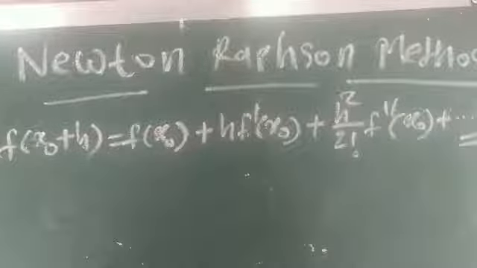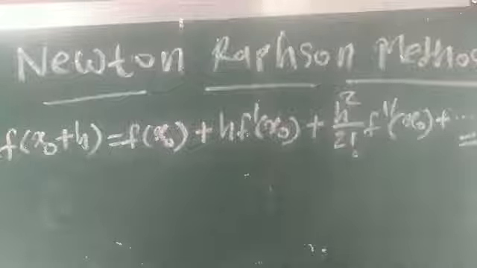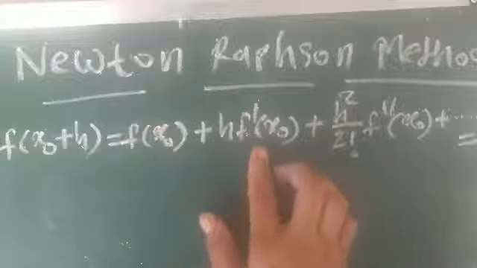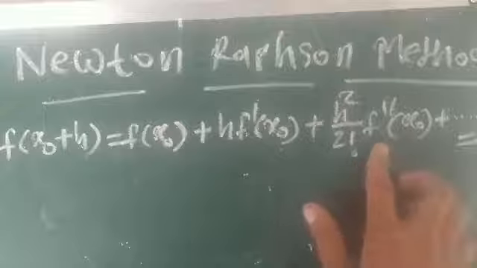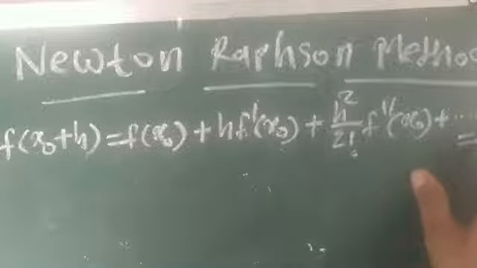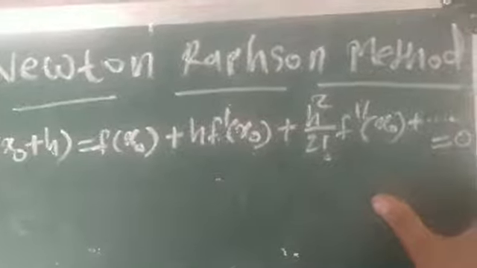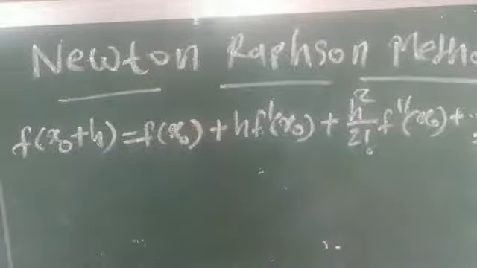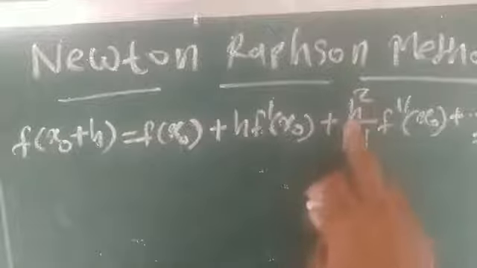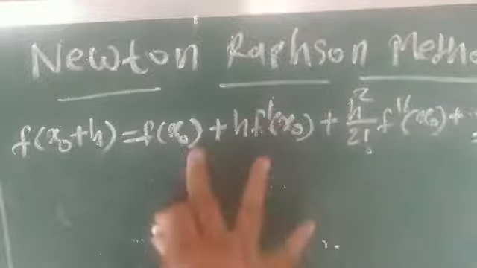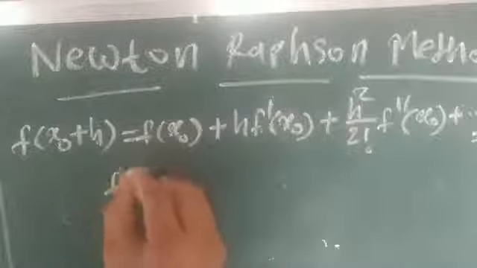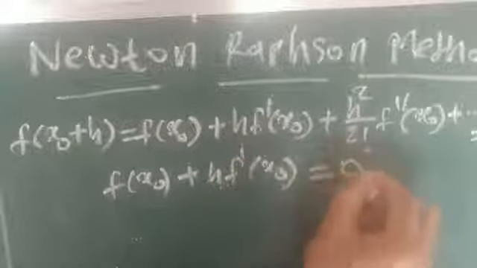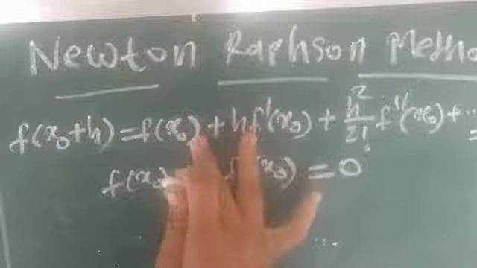This method is derived from the Taylor series. We know the Taylor series: f(x0 + h) = f(x0) + h f'(x0) + (h²/2!) f''(x0) + ... = 0. Since h is very small, we neglect the second and higher order derivative terms and take only the first two terms. So we get f(x0) + h f'(x0) = 0.